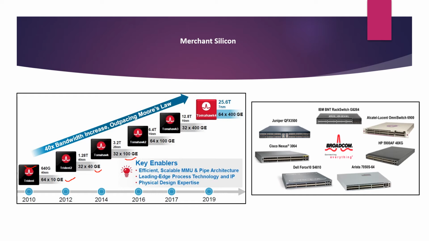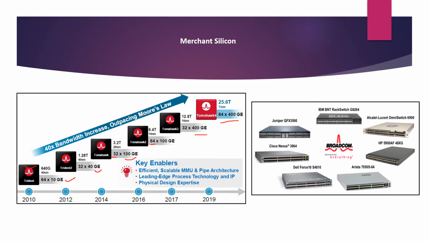Then there was some architectural change. The more servers you add, the more interfaces you need. So they doubled the interfaces from 32 to 64. And in 2019, they were talking about 400 gig capacity. That's huge.